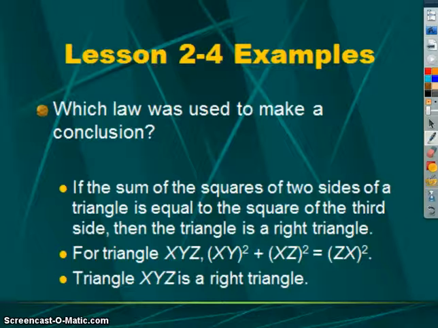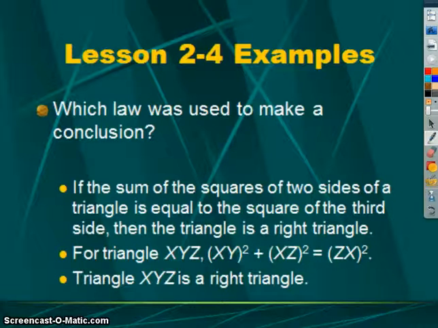Basically that's the Pythagorean theorem read out in words, isn't it? If the sum of the squares of two sides of a triangle is equal to the square of the third side, then the triangle is a right triangle. Second statement: for triangle XYZ, XY squared plus XZ squared equals ZX squared. Third statement: triangle XYZ is a right triangle.